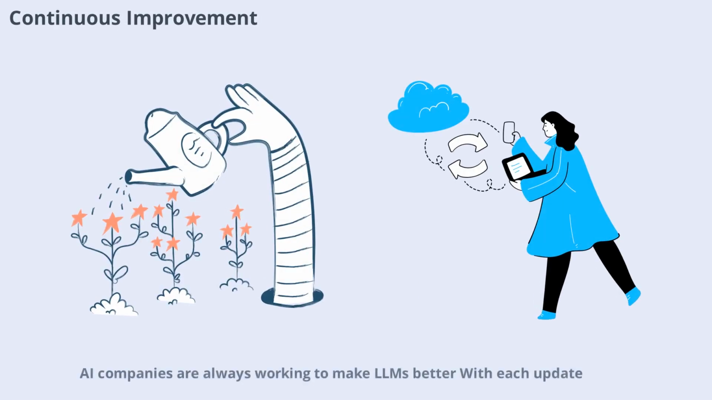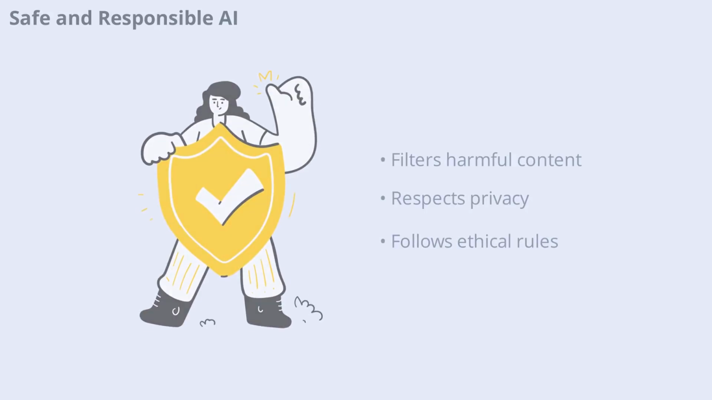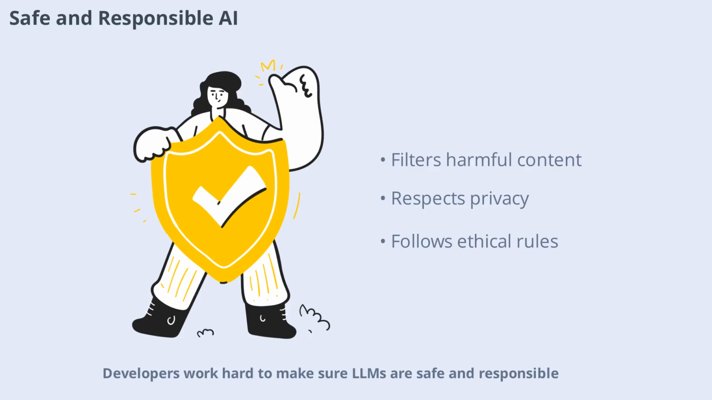AI companies are always working to make LLMs better. With each update, these models become more accurate, more helpful, and more capable. This means that the LLM you use today will only get smarter over time. Developers work hard to make sure LLMs are safe and responsible. They add filters to prevent harmful content and ensure that the AI respects privacy and ethical guidelines. This helps build trust and keeps users safe.